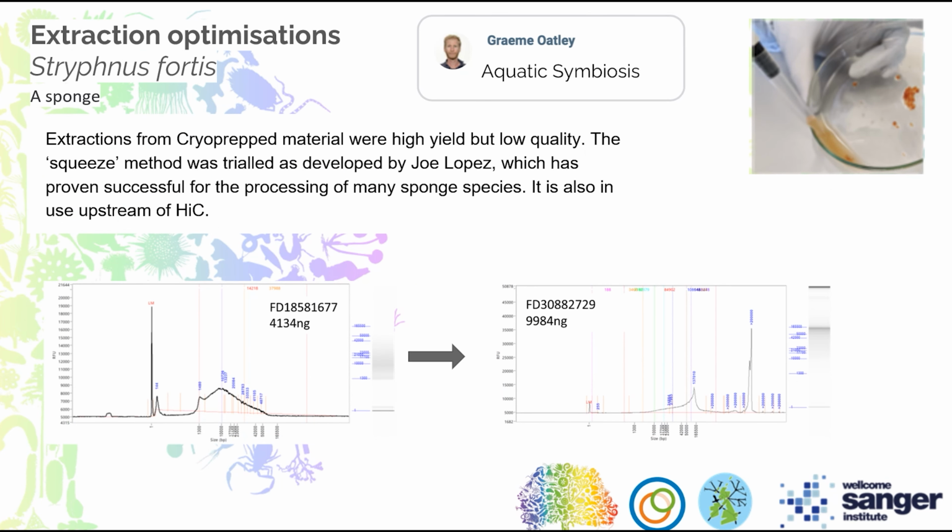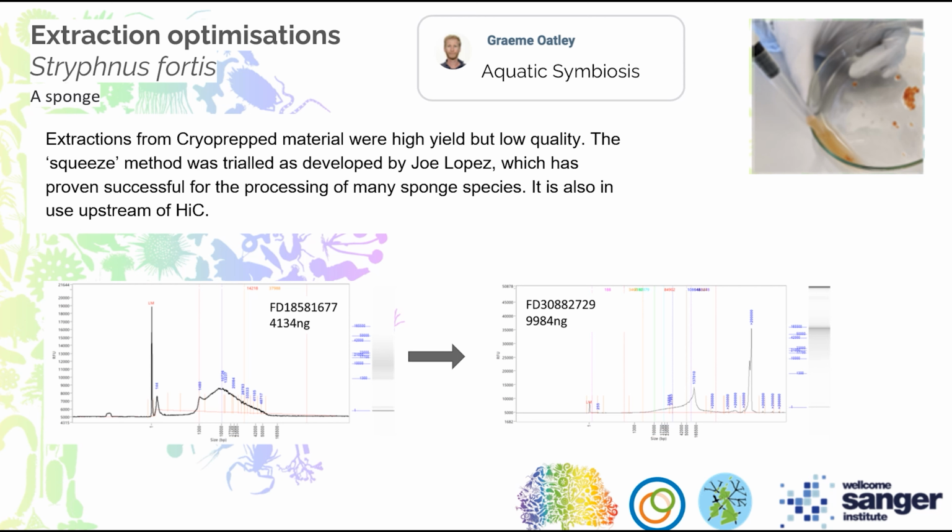Okay, and then on the aquatic symbiosis project, I thought I would include this because it's been an absolute game changer for us. Anyone who's working on sponges, we did a lot of work to try and extract good high molecular weight DNA from sponges. And again, this is a symbiosis project, so we're not only looking for the sponge, we're looking for all of these cobionts. With sponges, they're often bacterial.